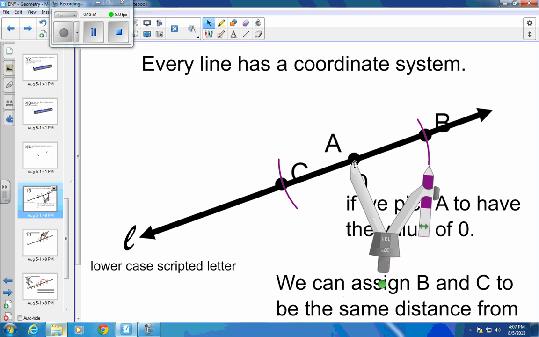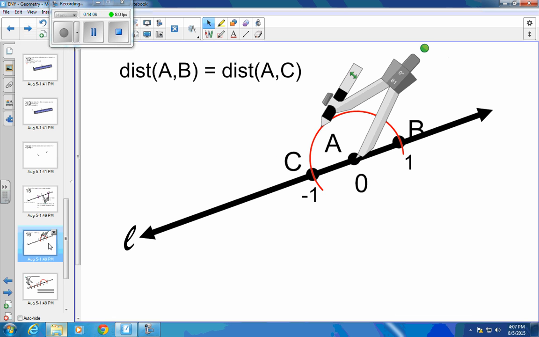same distance from A. Notice that I'm using a lowercase l here to represent the line. So this is line l, this is line CA, this is line AB, this is line BC. Any of those will identify that line. So if I had these two and they're the same distance away from each other, I can say, hey, this is 1 away, and if this is 1 away to B, then it's -1 away to C, going the opposite direction. Just the distance between them is the same.